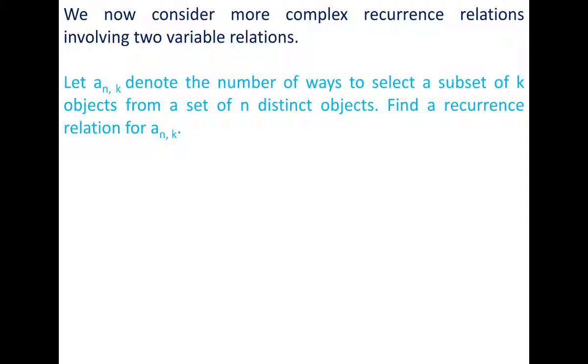Now consider two variables. Let a(n,k) denote the number of ways to select a subset of k objects from a set of n distinct objects. Find a recurrence relation for a(n,k). In this particular case you can see that a(n,k) is the same as C(n,k), and we have done a recurrence relation for C(n,k), which is C(n-1,k) + C(n-1,k-1).